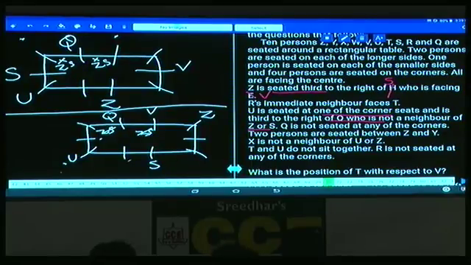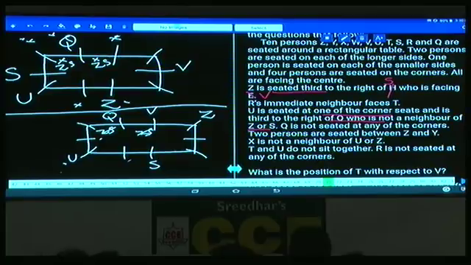Now here, what are we checking out? We are checking out the different possibilities for S and Z. First we have checked out whether S can be here or not. S cannot be here, cannot be here. S cannot be here. That's what we have checked out, isn't it?